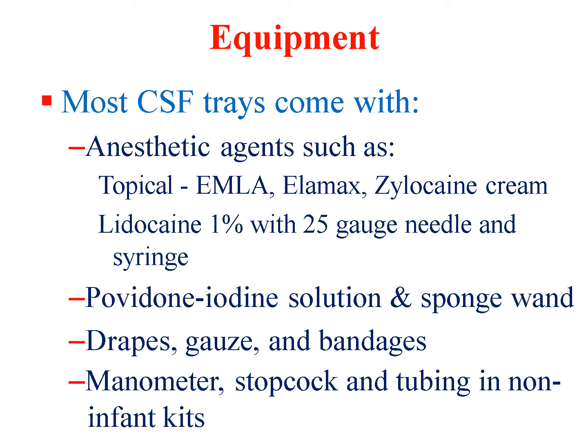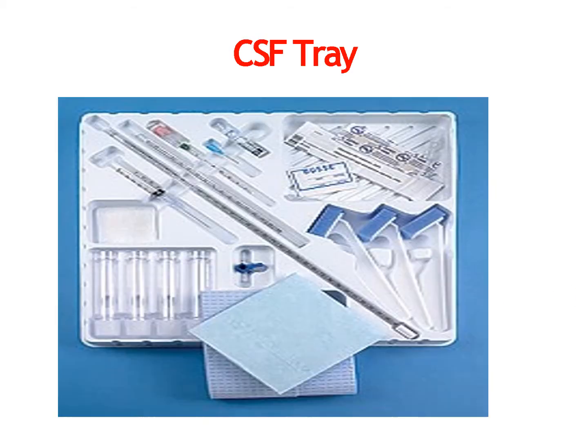The required equipment for lumbar puncture are anesthetic agents such as topical EMLA cream, Elimax, xylocaine cream, lidocaine 1% with a 25 gauge needle and syringe, povidone iodine solution and sponge wand, drapes, gauze and bandages, manometer, stopcock, and tubing in non-infant kits. This figure illustrates the equipment.